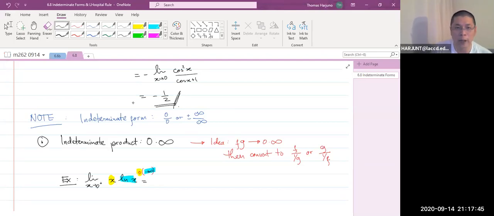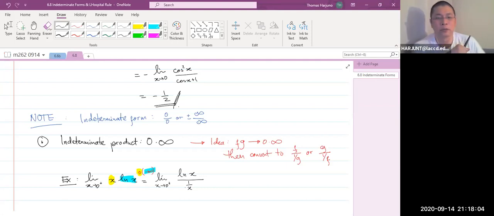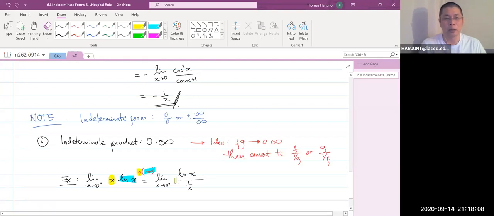Now, what this tells us is to modify that a little bit first. You can modify that to be natural log on the top and on the denominator 1 over x. So you move this x to the reciprocal, 1 over x. Now when you plug in x approaching 0, you will get negative infinity on the top and infinity at the bottom. That's an indeterminate form.